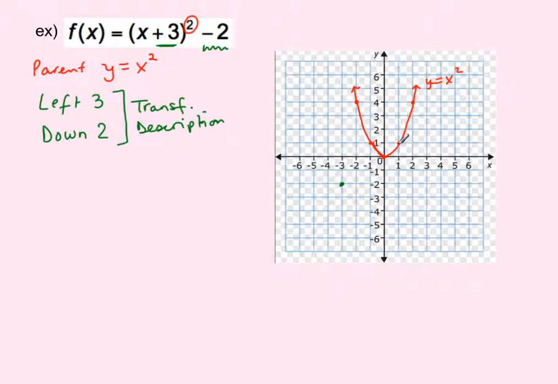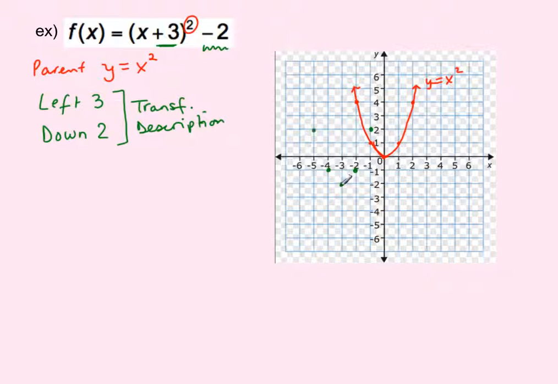I'm going to do that for a few more points. So left 3, down 2. Left 3, down 2. Left 3, down 2. And that one I know is going to get reflected, so the other one would be right there. So there the points transform.